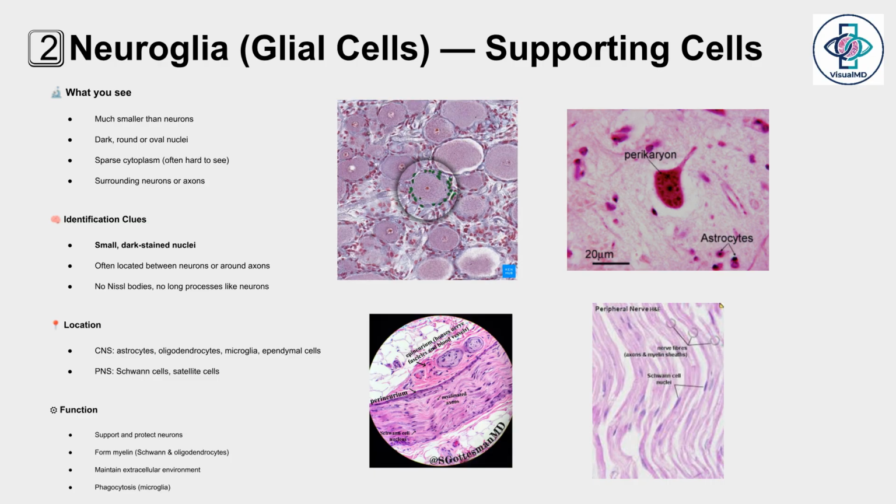Neuroglia are smaller supporting cells with dark nuclei, providing structural and metabolic support to neurons. They are responsible for forming myelin and maintaining the environment. More on this will be discussed in Histology of Nervous System. Stay tuned.